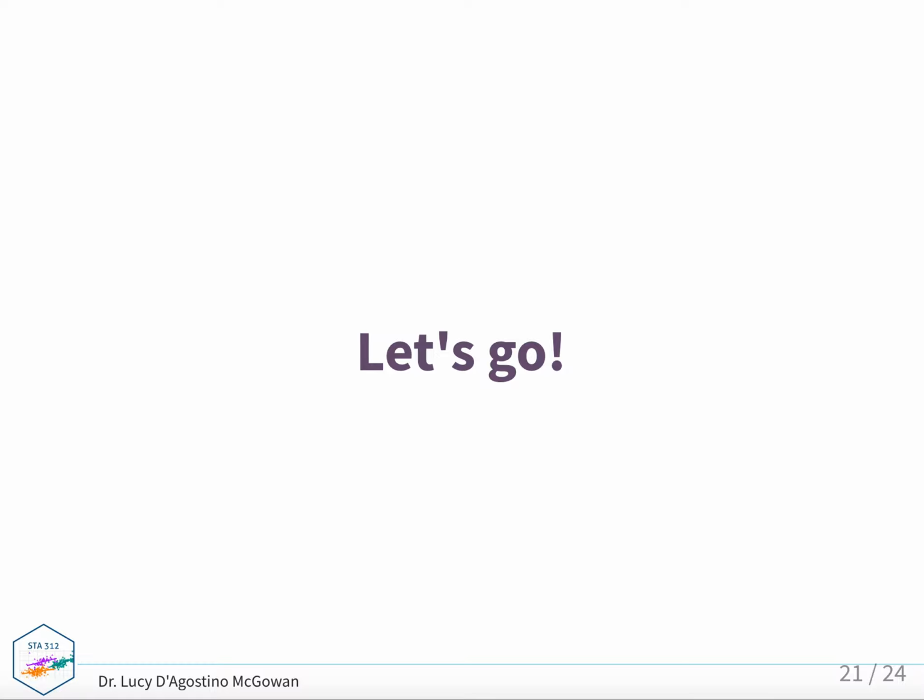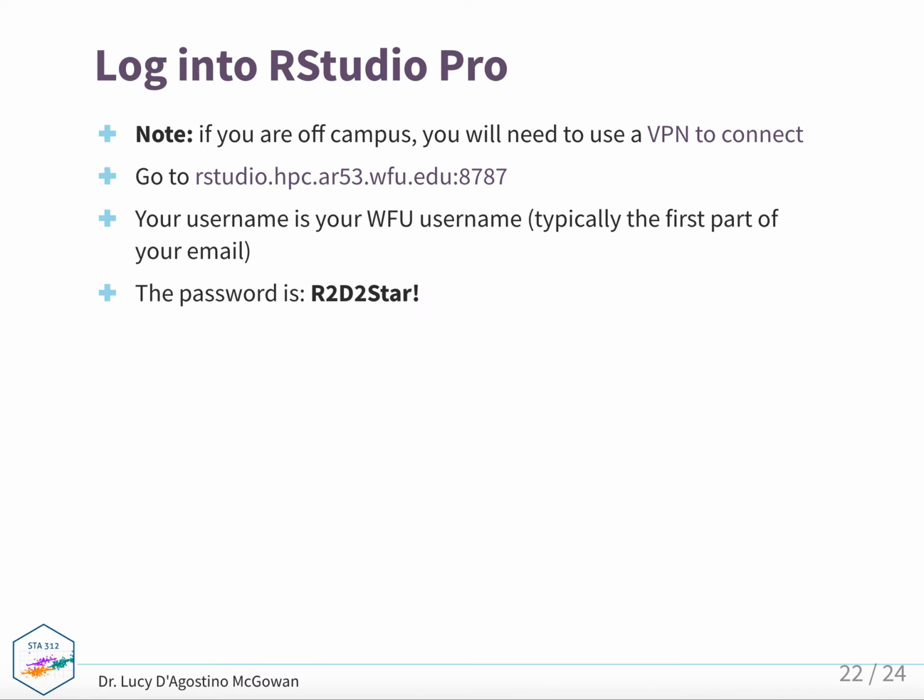Now we're going to do a quick exercise together. The first thing I want you to do is log into RStudio Pro. For this class, we're going to be using RStudio Pro to use RStudio, which is the interface we're going to use to run code in R. In addition to getting this very strong theoretical grounding, I want you to be able to immediately apply those concepts to real-world data. And to do that, we're going to use R.